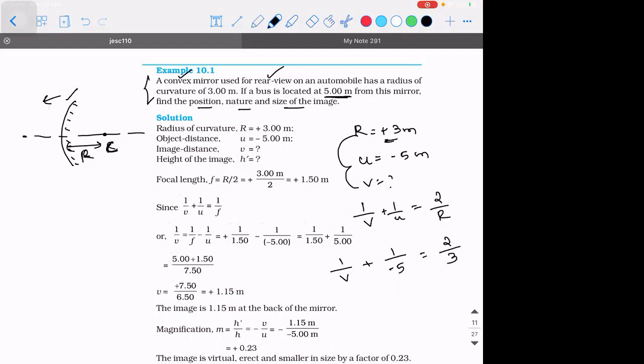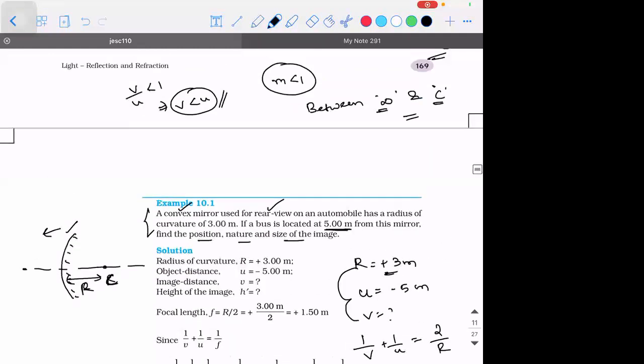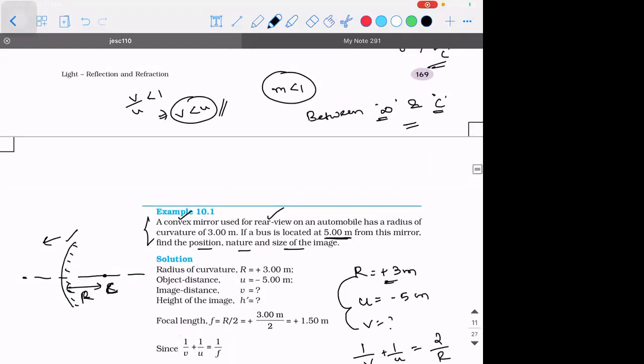See, I have a question. Even before you solve this question, can you tell me what is going to be the sign of V that we are going to get? Will the sign of V be positive or negative? So you are saying that V is going to be negative. So negative means where is the image formed? It is formed on the same side as that of the object. So with respect to a mirror, if the object and the image are on the same side, does it indicate a real image or a virtual image?